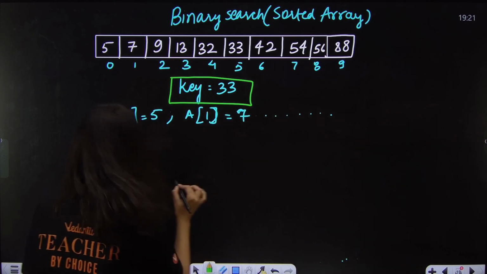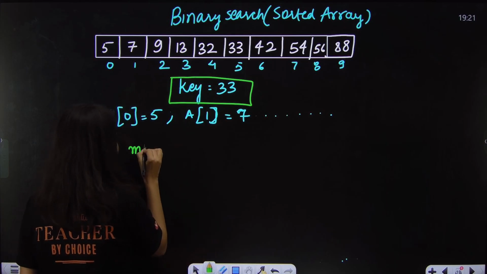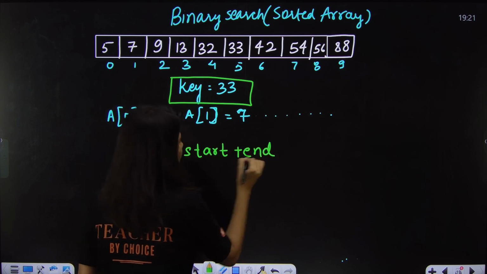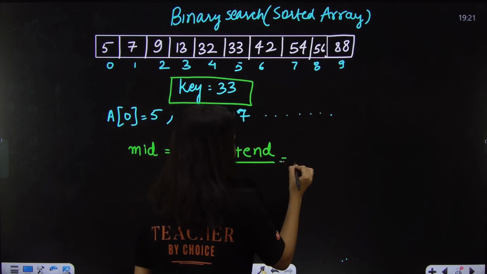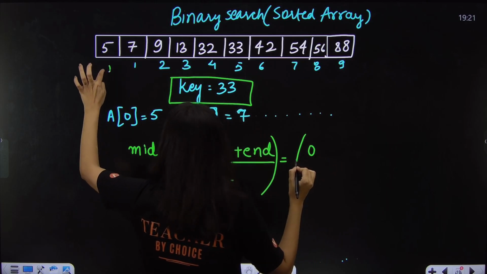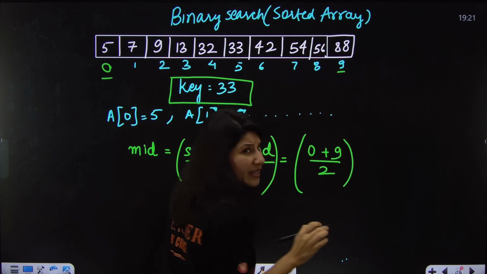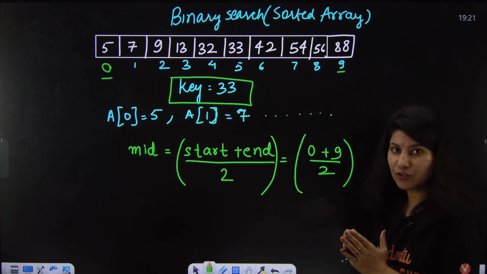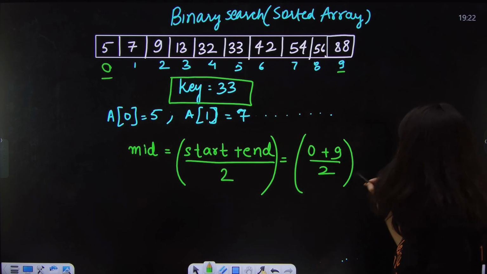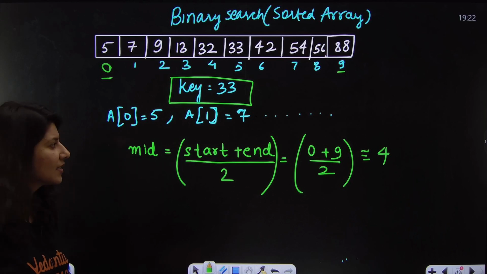first of all you have to start with the mid element. So mid will be start plus end by 2. Start is 0, and ending is 9. 0 plus 9 by 2 is approximately 4.5. You could write 4 or 5, but in computer science rounding off will happen like this: 4, not 5. You will write 4. This is your mid value.